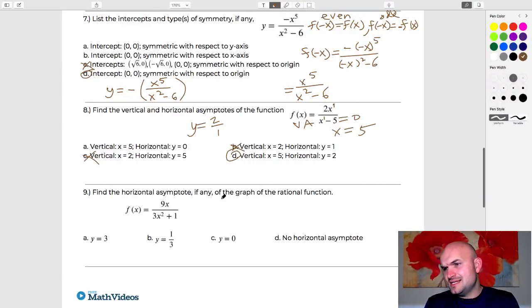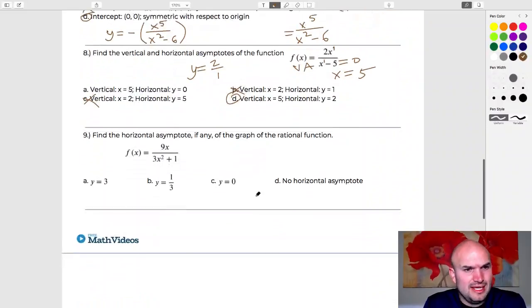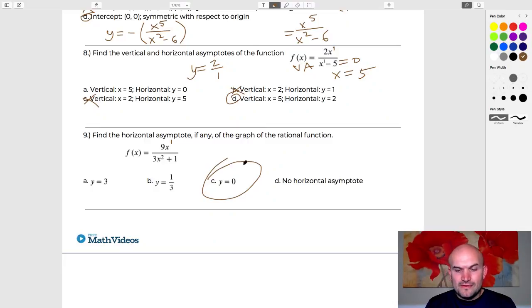And then last but not least, and I'll get into your questions, is find the horizontal asymptote, if any, of the graph. You can see that the degree in the denominator is larger than the degree in the numerator. No math was required, just had to go and select C. So there you go, ladies and gentlemen.